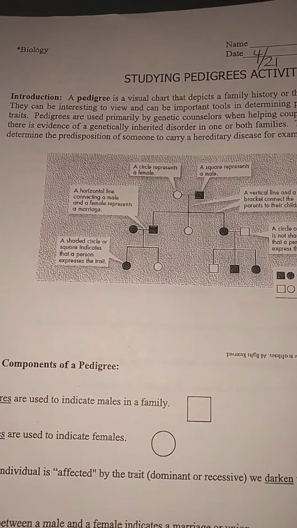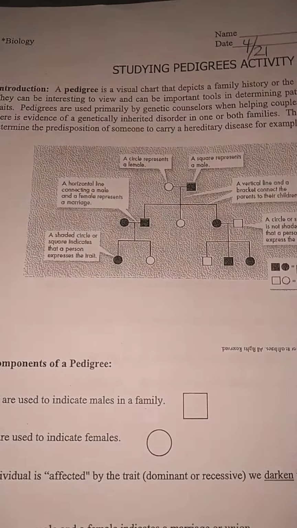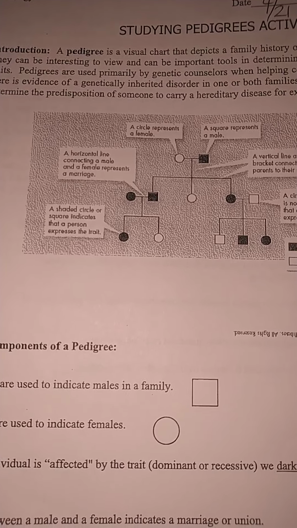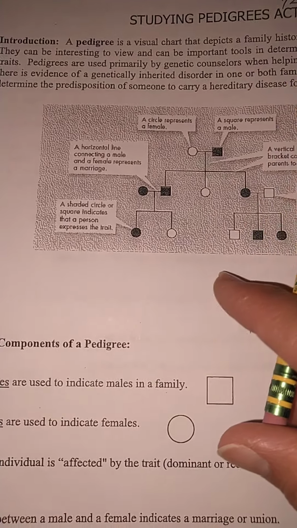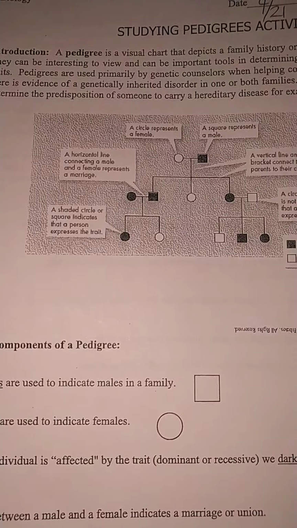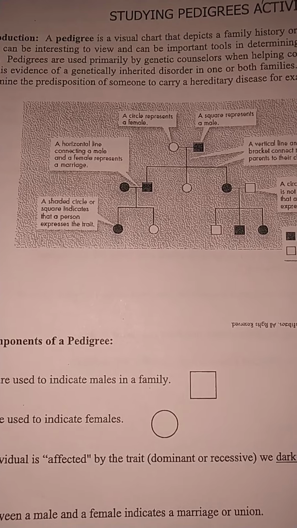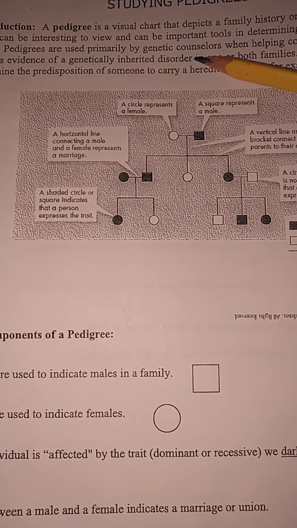Okay, I'm going to go through the studying pedigree activity with you now. So a pedigree is just a visual chart, a way of following a family history of a specific trait. So this is a pedigree. It's a visual chart that depicts a family history or the transmission of a specific trait. They can be interesting to view and can be important tools to determine the pattern of inheritance of specific traits.